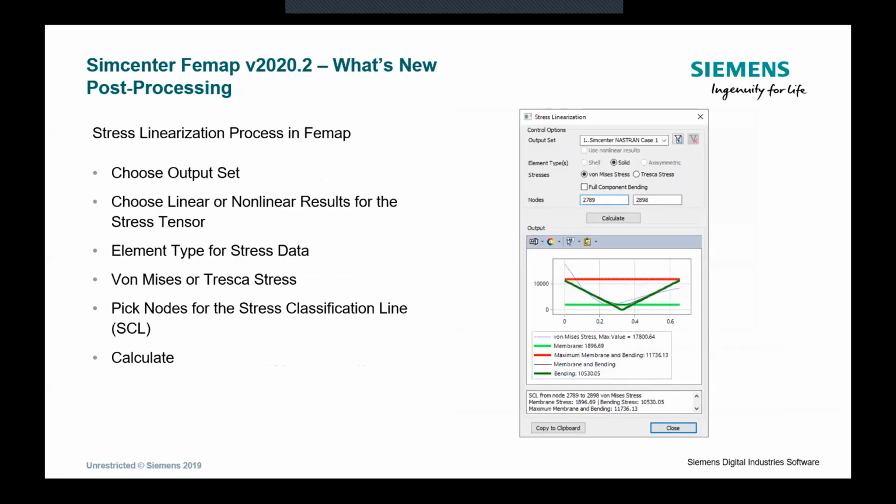So how does it work in Femap? You choose an output set. You choose whether you want linear or nonlinear results to use as a stress tensor. You choose an element type. You choose a criteria, so whether you want to do von Mises stress or Tresca. You then pick the two nodes for the SCL, and then you hit the calculate button, and then you get this graph. And this is the way typically the results from this type of post-processing are delivered to people. So, just graphically.